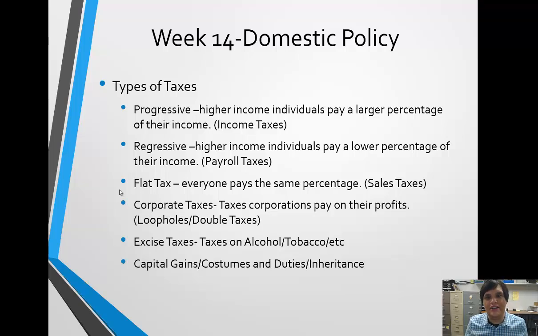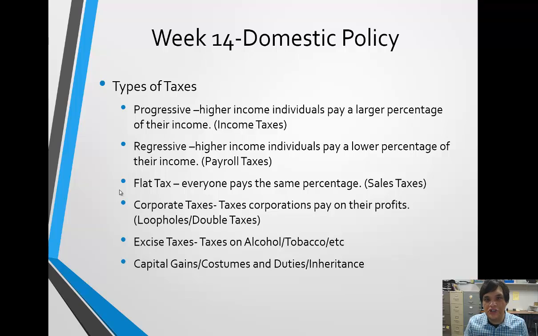People that make less have to pay more in payroll taxes, although they're paying less in income taxes. And then flat tax would just be that everyone pays the same percentage regardless of their particular income. And the example I gave here was sales tax.